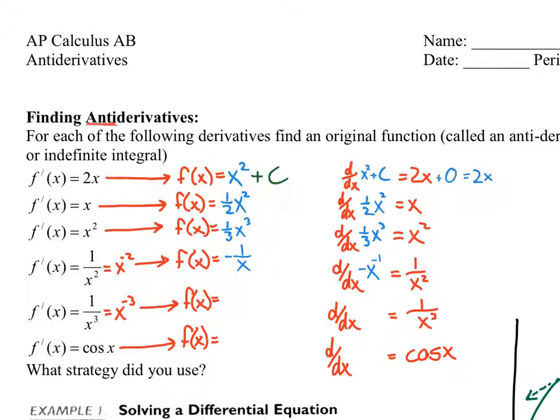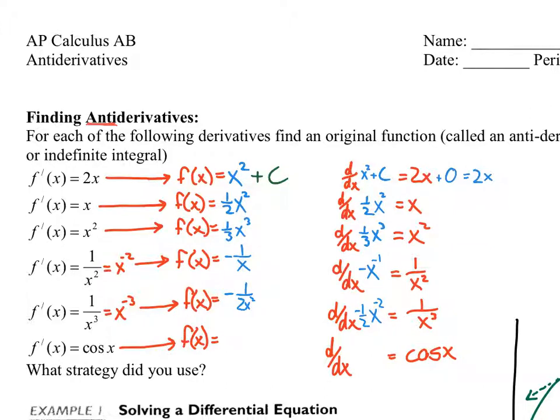Negative 1 over 2x squared. So you're saying a negative 1/2 x to the negative 2. If we multiply negative 2 times negative 1/2, that's positive 1. Subtract 1 from the exponent, it's x to the negative 3. 1 over x cubed. That works.